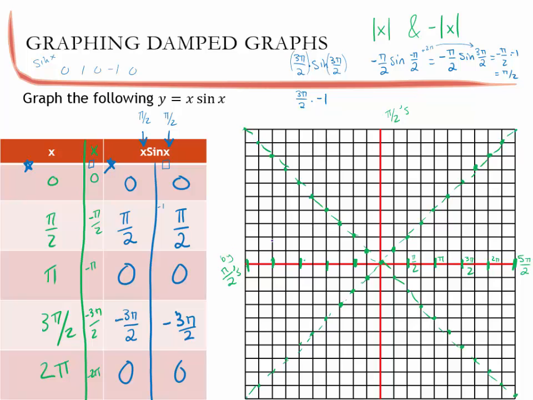So let's graph these points. Now the cool thing is that we decided to go by pi over 2's. So at every little tick here, we're going to go by pi over 2.